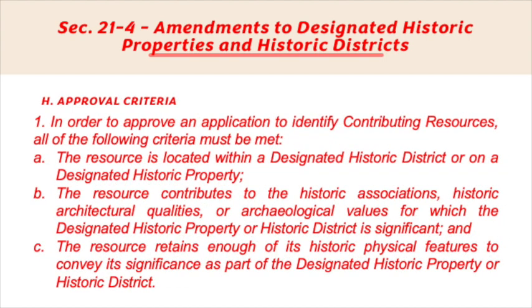H. Approval criteria. 1. In order to approve an application to identify contributing resources, all of the following criteria must be met. A. The resource is located within a designated historic district or on a designated historic property. B. The resource contributes to the historic associations, historic architectural qualities, or archaeological values for which the designated historic property or historic district is significant. And C. The resource retains enough of its historic physical features to convey its significance as part of the designated historic property or historic district.